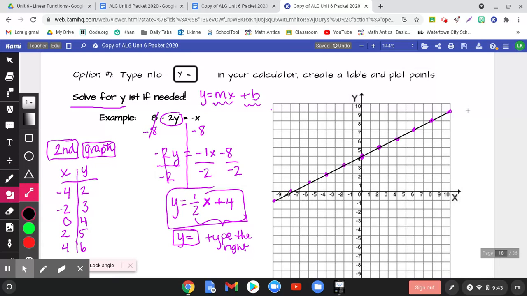All right, now we do need a couple more things on our line. We need to show that it's continuous in both directions. So to do that, we put arrows on the end.